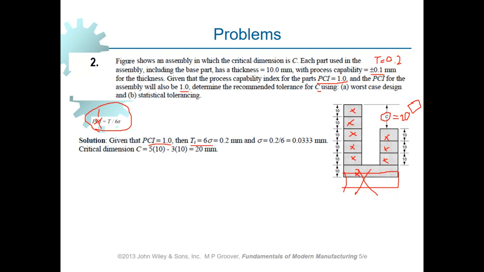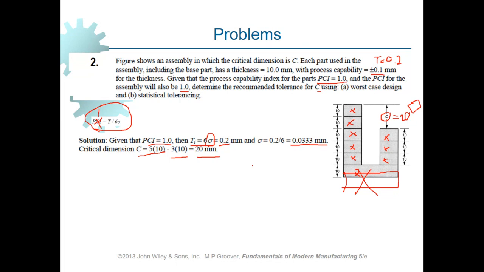And then, because we know that the value of T is equal to 0.2 from the statement of the problem, we can easily get the value of sigma out of this equation, and that comes to this much. So the value of sigma is now computed for individual parts. And then, as I mentioned before, for the critical dimension, we've got 5 parts on the left, 3 parts on the right, and the gap between these two is 20 mm. So this is the main dimension of the critical dimension C.